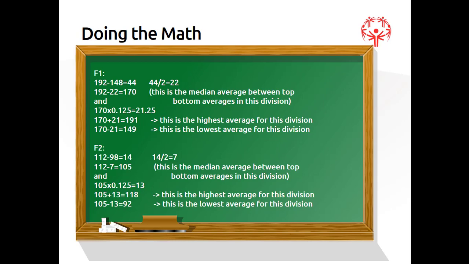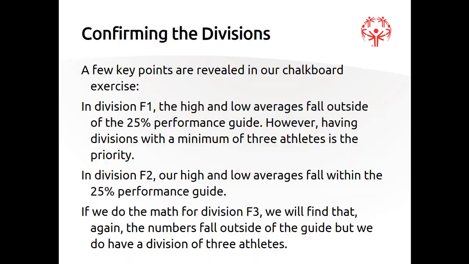If we then look at the next division, we'll apply the same formulas to a top average score of 112 and try the score of 98 as the bottom number. This results in a division with high and low scores of 118 and 92. In the next slide, we will revisit the divisions to see how this fits.